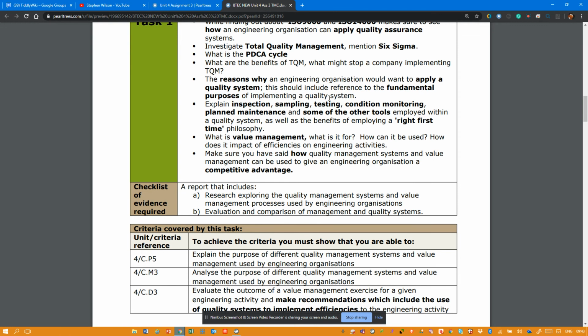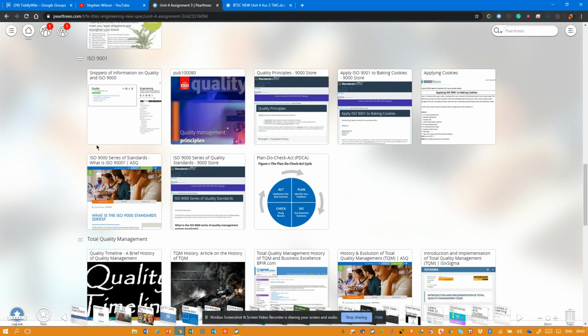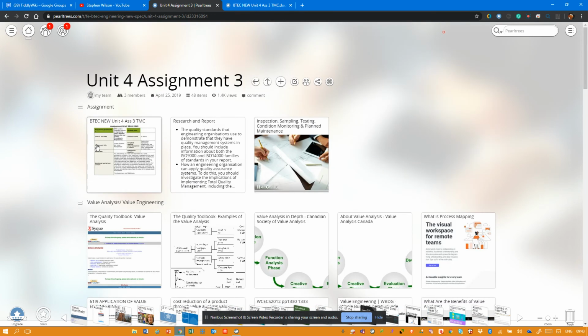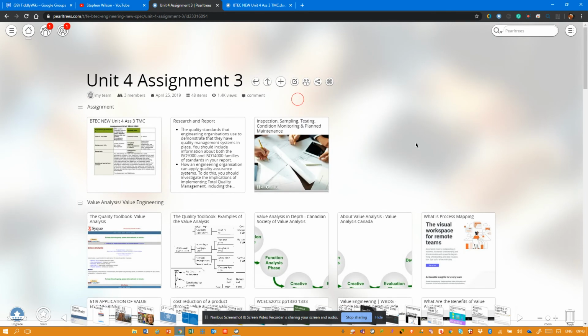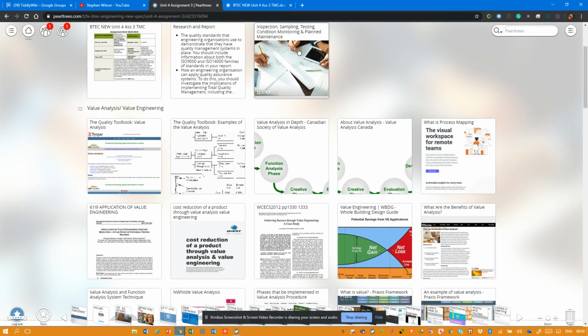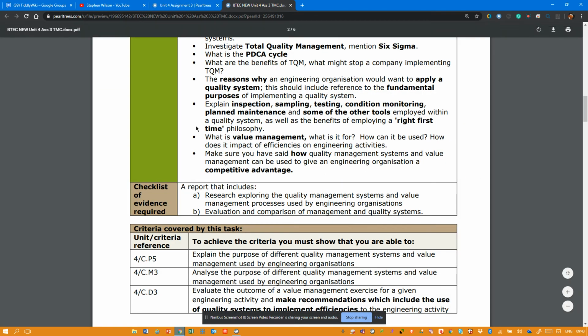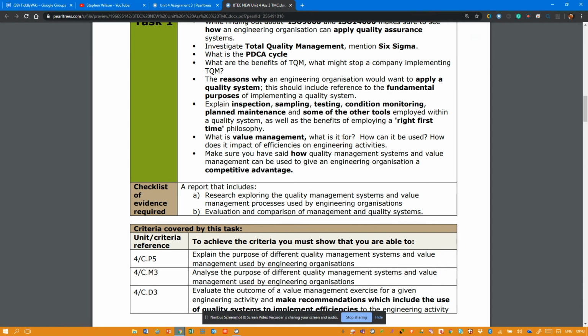So, condition monitoring, planned maintenance. You can find out about all of these. I probably need to update my Moodle slightly. Yes, it needs to be a bit more there. If you find a nice website, let me know and I'll stick it up here as well. Okay. And what are the benefits of a right first time philosophy? Well, if it's right first time, you don't have to rework it, do you? There's no waste there if it's correct first time.